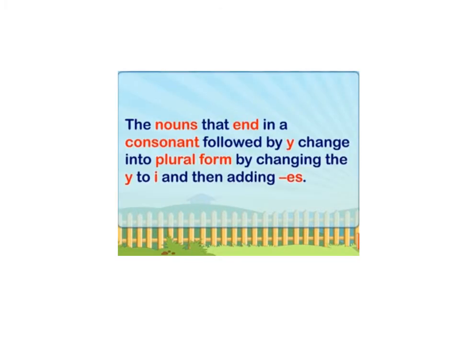Now see the next rule. The nouns that end in a consonant followed by y change into a plural form by changing the y to i and then adding es. Now if the word ends with y, which is preceded by a consonant, then to make it in a plural form, you have to remove y and write i in place of y, and then you have to add es.